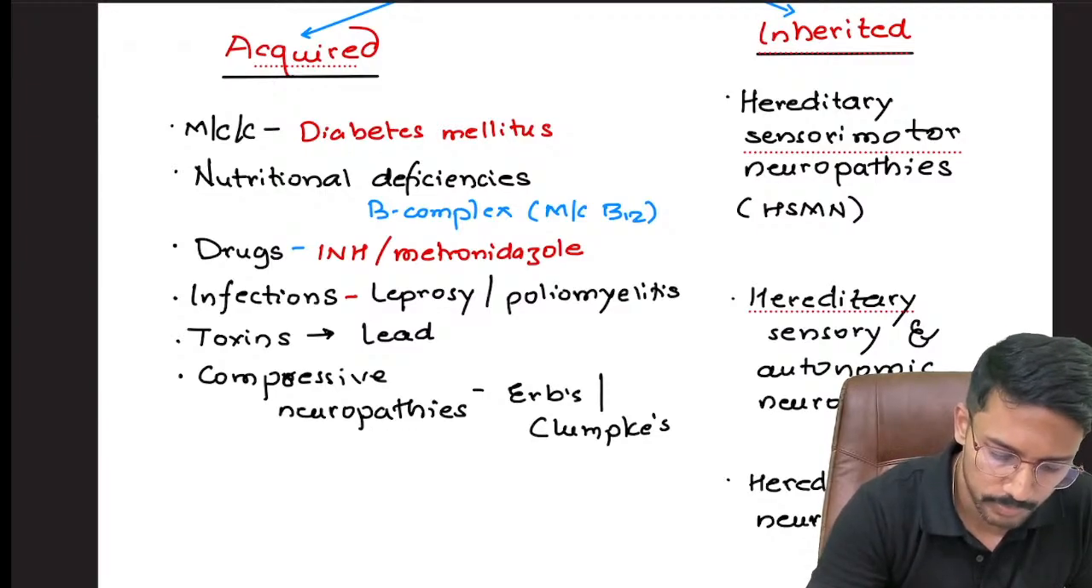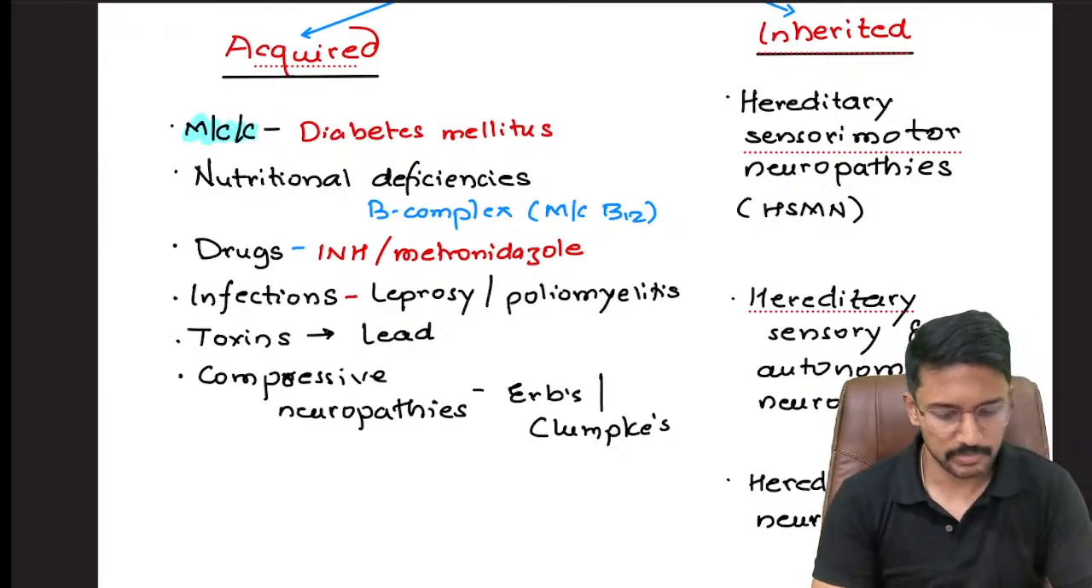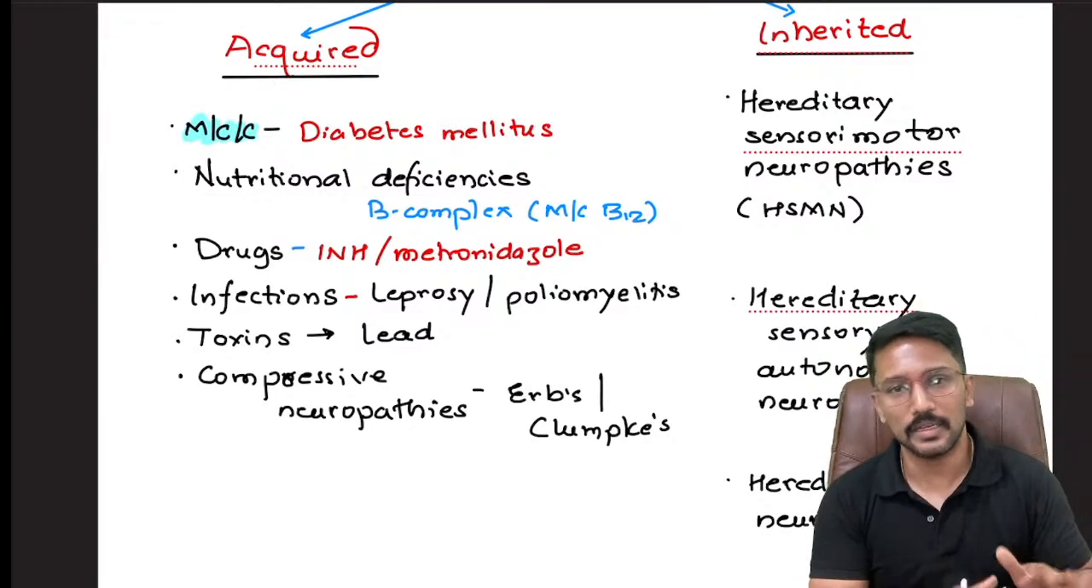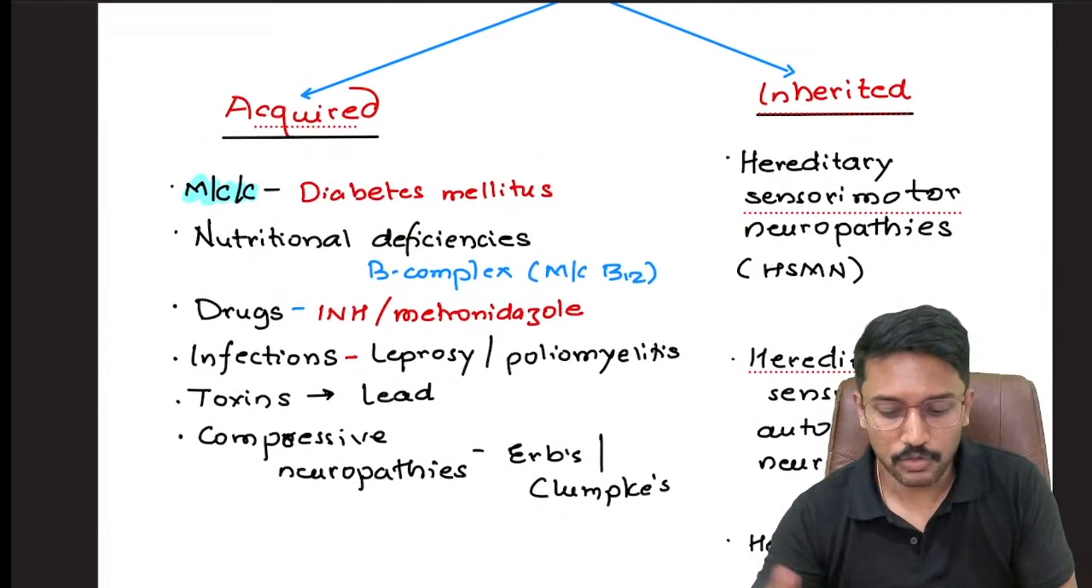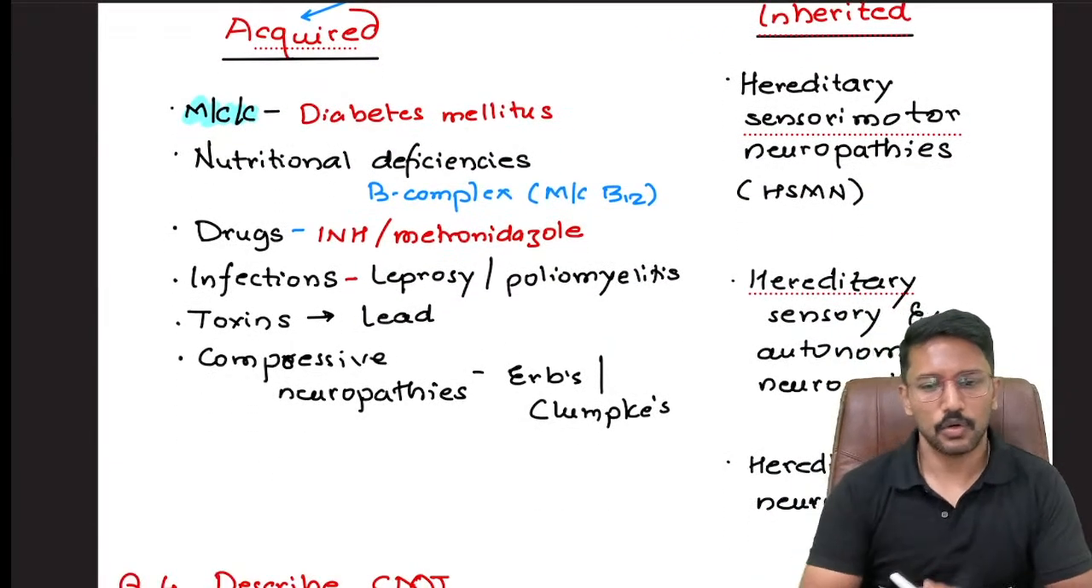MCQ wise, I want you to remember what is the most common cause. It is diabetes mellitus. Second most common cause in India is B12 deficiency. Okay. Now coming to the inherited causes.